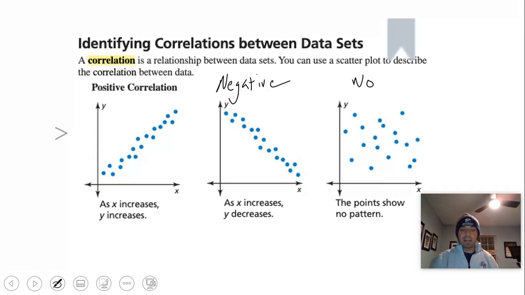If we look at our graph on our left, we can see that the data values are going up as we look from left to right. As x increases, y is increasing. Hence, we have a positive correlation. If we look at our second scatter plot, we can see that our dots are going down from left to right. As x is increasing, y is decreasing. Therefore, we have a negative correlation. And in our third scatter plot, our dots are all over the place. There's no pattern there. Therefore, we have no correlation.